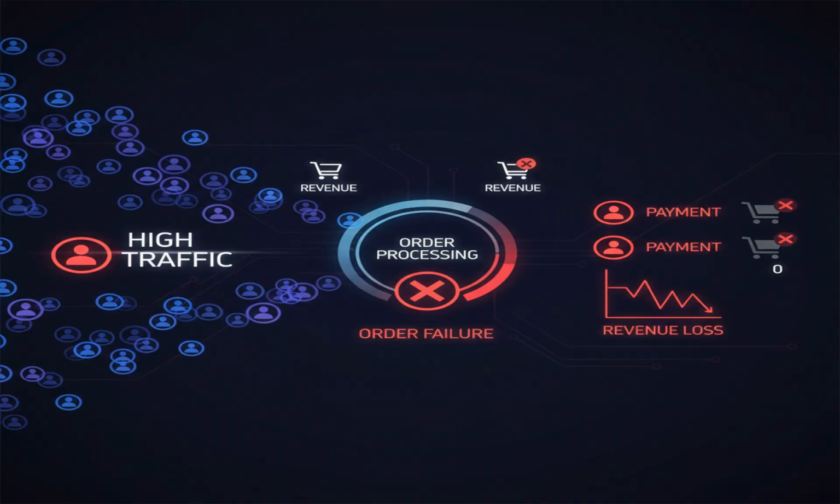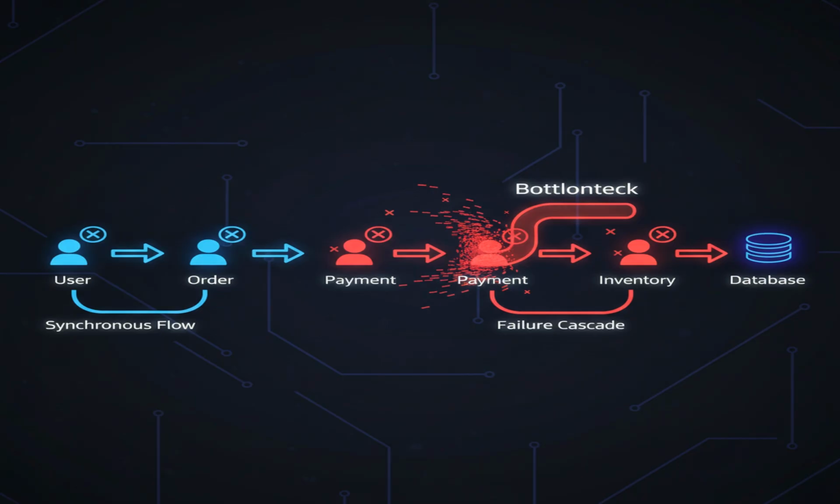Imagine an e-commerce platform during a flash sale. Order processing grinds to a halt. Payment failures skyrocket. Users abandon carts. Revenue plummets. A synchronous system couples order placement directly with payment processing and inventory updates. High traffic overwhelms the system.